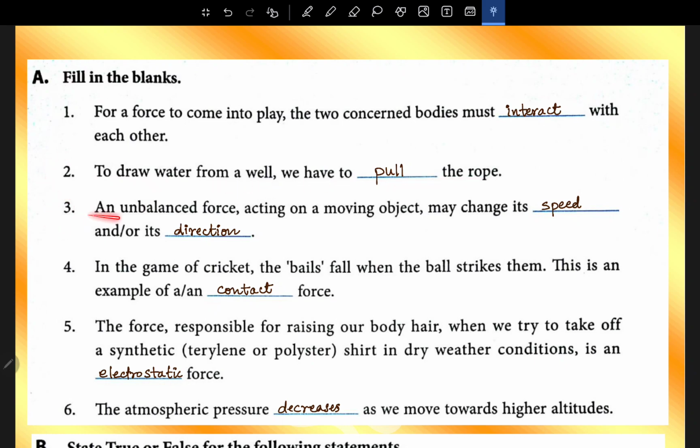Question number 3. An unbalanced force acting on a moving object may change its speed and or its direction. Fourth, in the game of cricket, the bails fall when the ball strikes them. This is an example of a contact force. Fifth, the force responsible for raising our body hair when we try to take off a synthetic terylene or polyester shirt in dry weather condition is an electrostatic force. Sixth, the atmospheric pressure decreases as we move towards higher altitude.